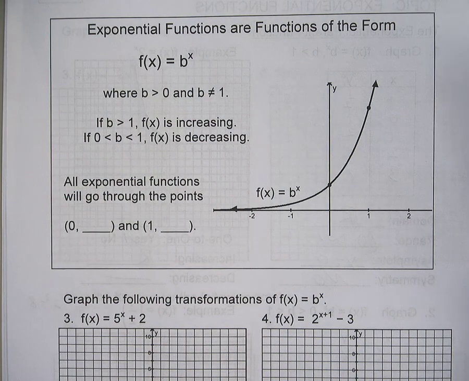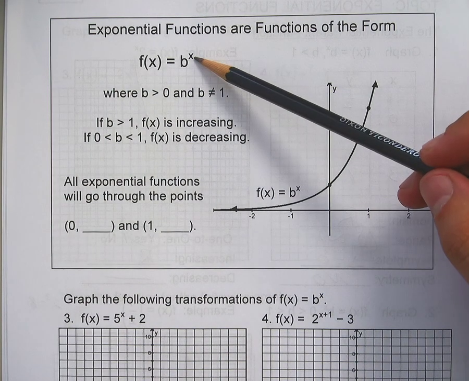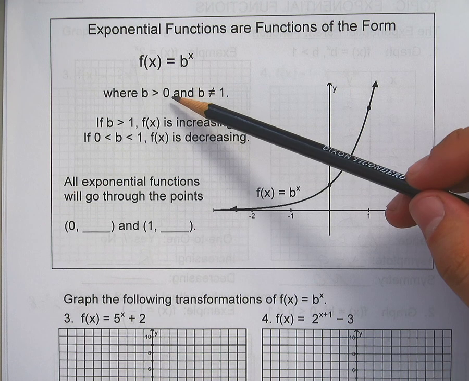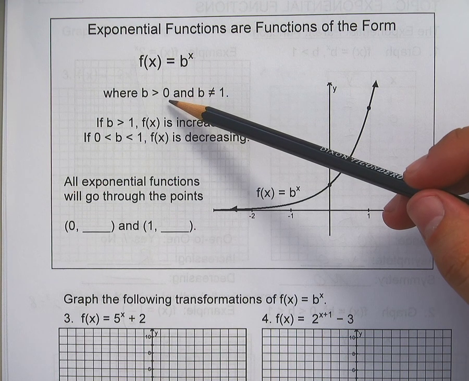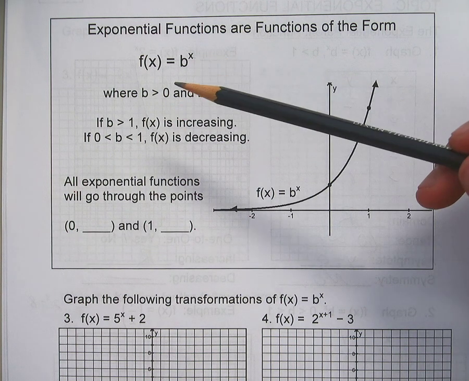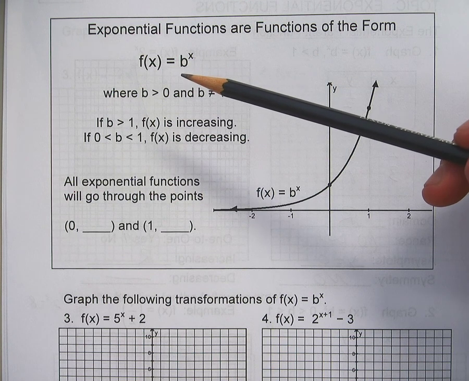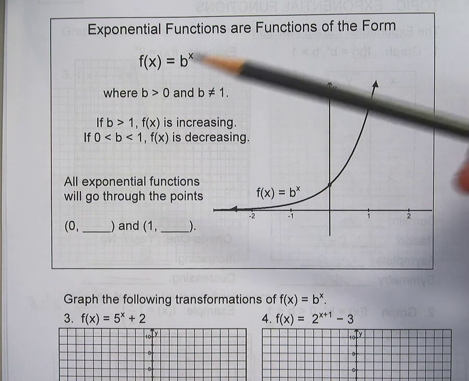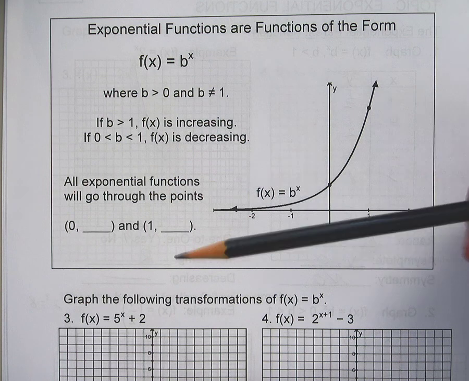Exponential functions are b to the x. B has to be bigger than 0. It just has to be. Because if it's a negative number, then it would no longer be exponential. It'd be a rational function because you'd have to flip it to the bottom.